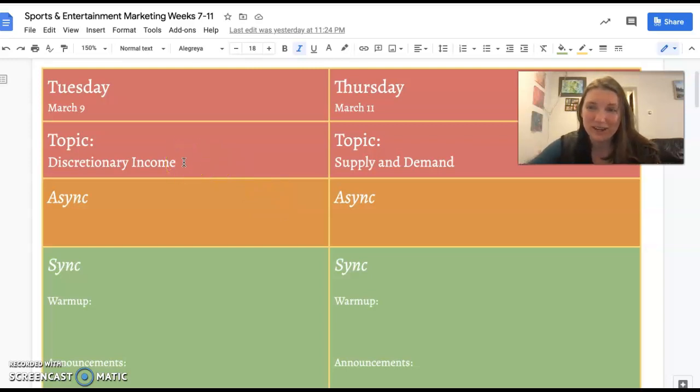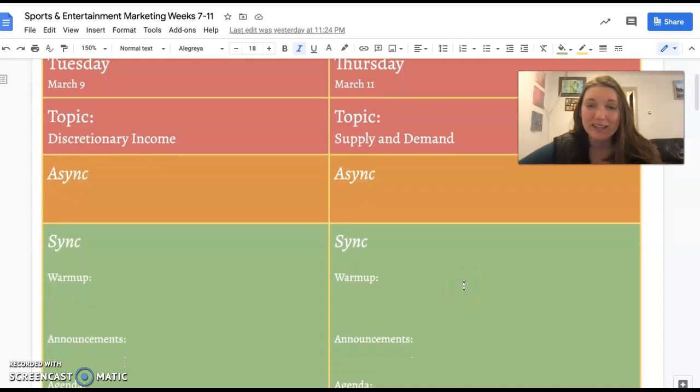You're actually going to create an advertisement for something that you would spend your discretionary income on, and then you're going to vote on each other's advertisements based on what you would actually spend your discretionary income on. Then we are going to start talking about supply and demand.